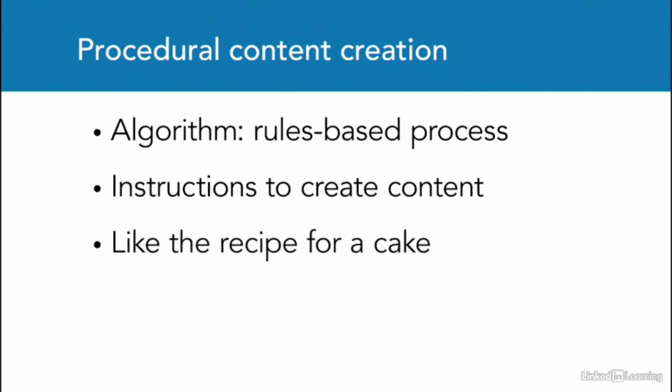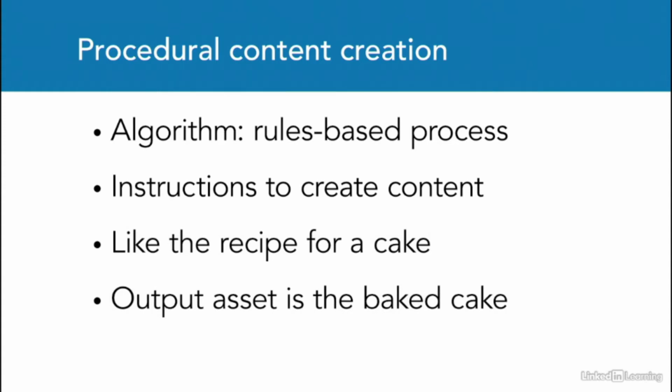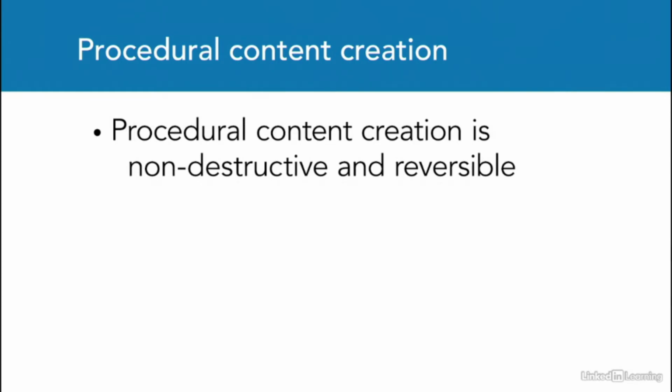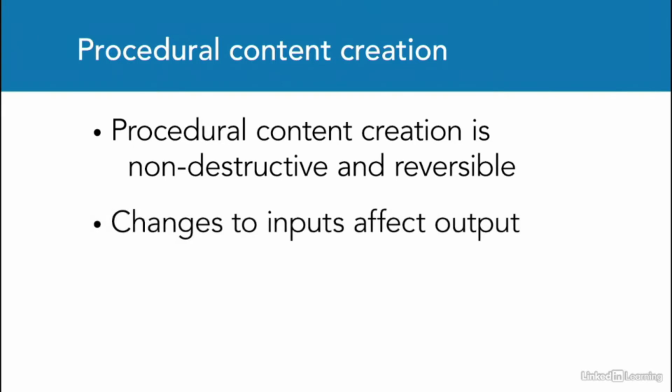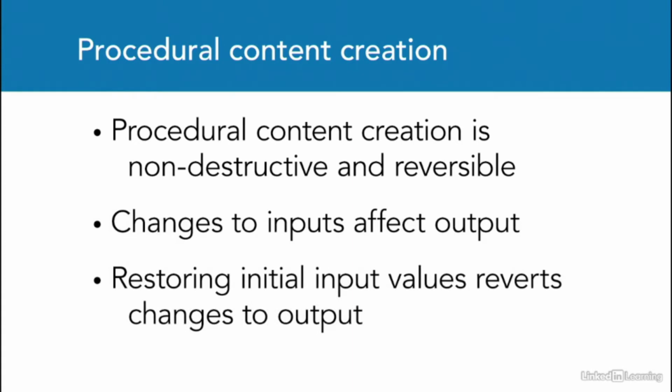A common analogy is that the procedure is like a recipe for a cake. The output, or the resulting final asset, is the baked cake. But unlike real-world baking, with proceduralism, we can actually unbake the cake. A distinguishing characteristic of procedural content is that it is non-destructive and reversible. A procedural algorithm generates assets based on logical rules rather than on manual processes. We can easily change the input values and generate a different result. Then we can set the inputs back to their original values and restore the previous outcome.